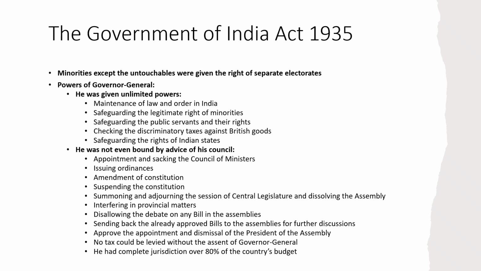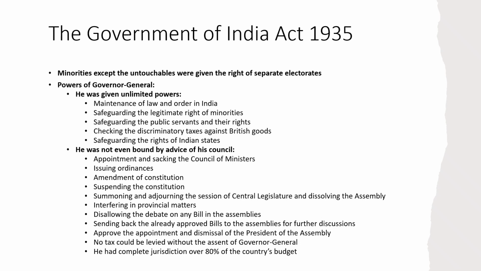Students, the Governor General of India was given unlimited powers. Maintenance of law and order in India, safeguarding the legitimate rights of minorities, safeguarding the public servants and their rights, checking the discriminatory taxes against British goods, and safeguarding the rights of Indian states. All these things were under the authority, in the jurisdiction of the Governor General of India.